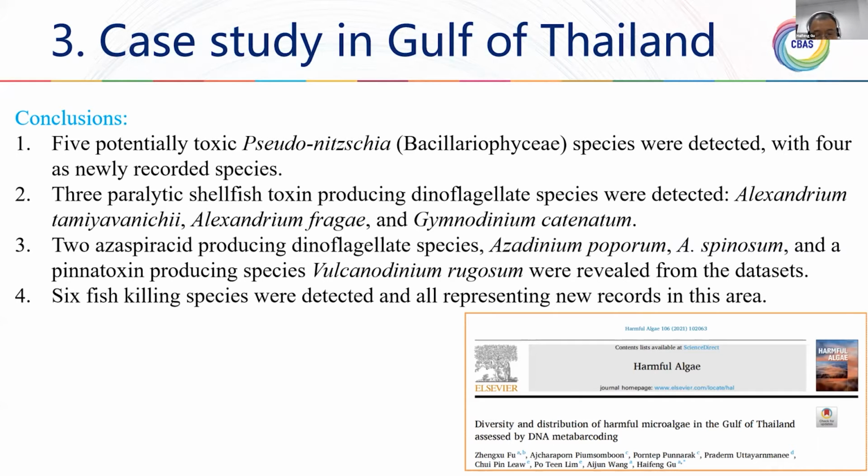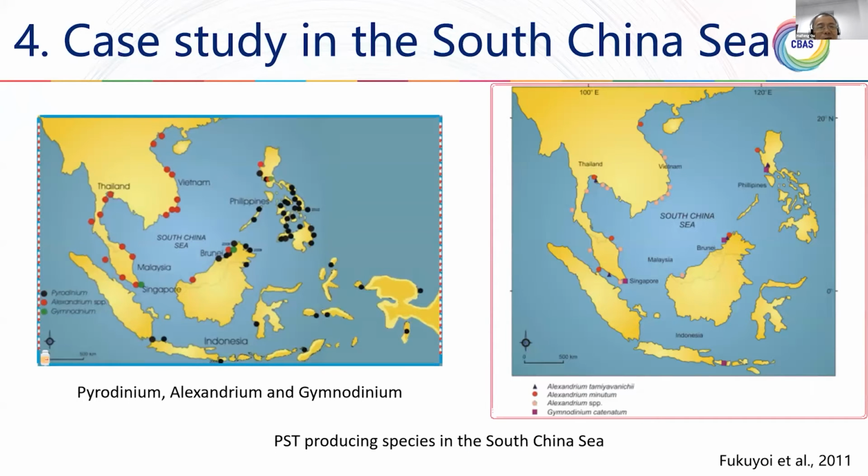Two azaspiracid-producing dinoflagellate species, Azadinium poporum and Azadinium spinosum, and a pinnatoxin-producing species, Vulcanodinium rugosum, were revealed from the dataset. Six fish-killing species were detected, all representing new records in this area. These results were published in the international journal Harmful Algae this year. So the last part is a case study in the South China Sea.